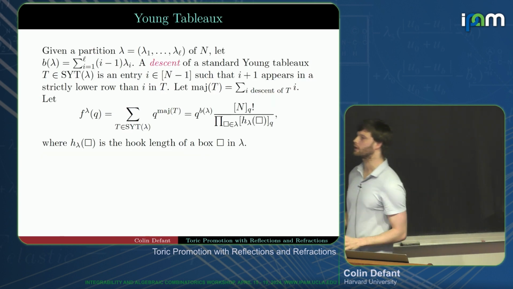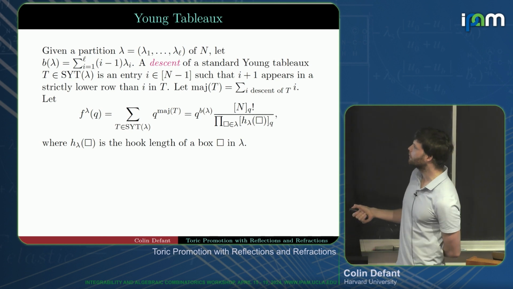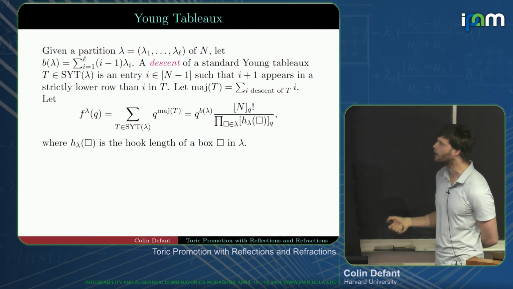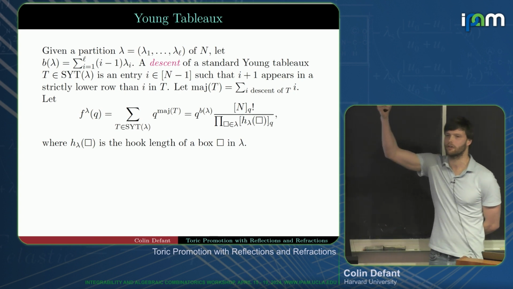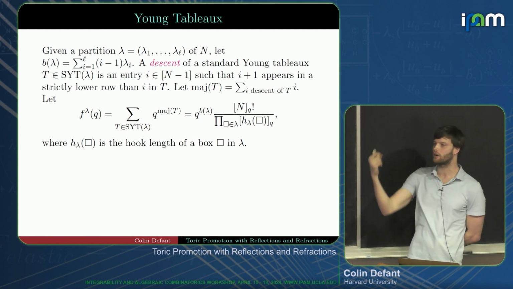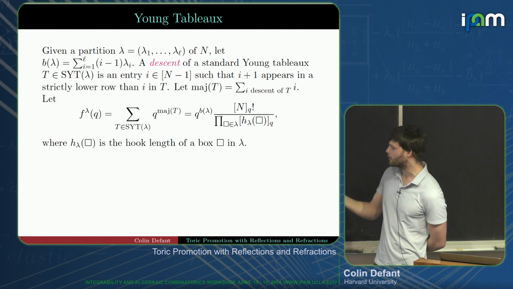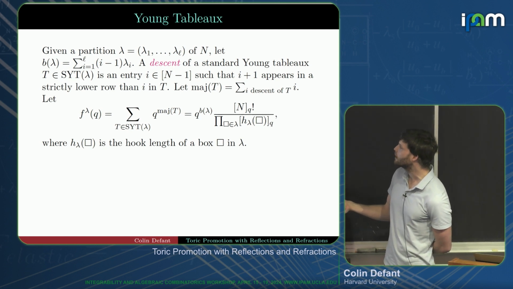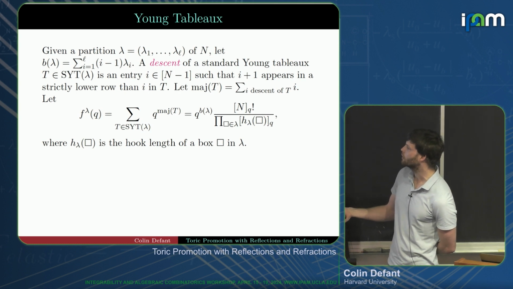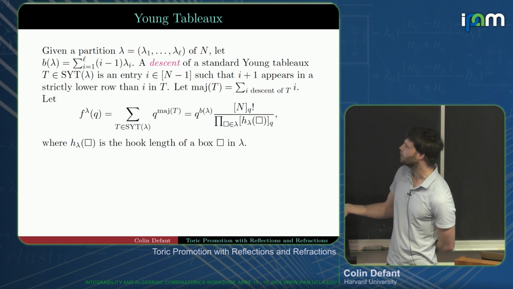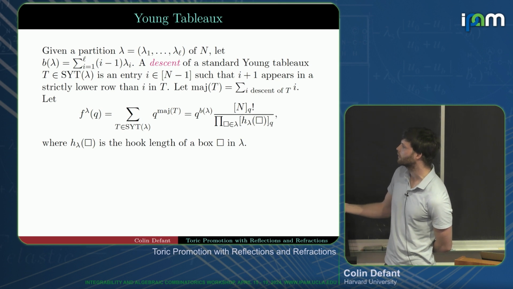Okay, so let me just fix a little bit of notation with Young tableaux. Here, lambda is a partition of some number capital N. B of lambda is this quantity where you sum up (i minus 1) times the ith part. A descent of a standard Young tableau is just an entry i that is higher up than the entry i plus 1. If you sum up the descents of a standard Young tableau T, you get what's called the major index of T. And then you can define this generating polynomial for the major index statistic, which has this nice q-hook length formula like this. So this generating function is f lambda of q.